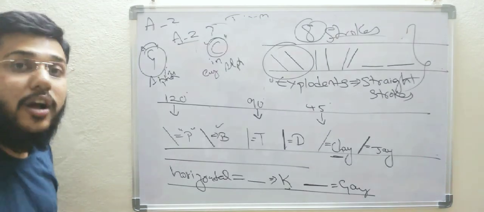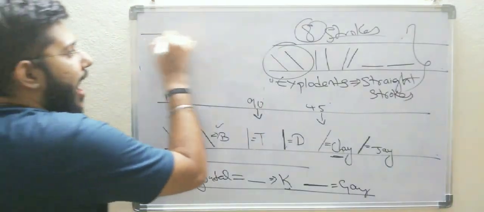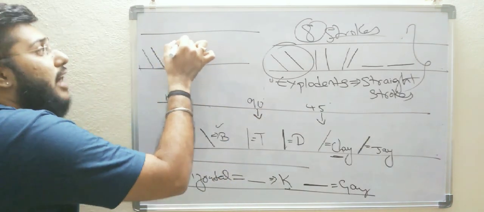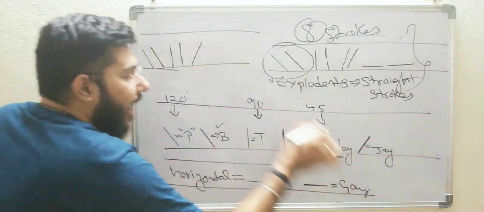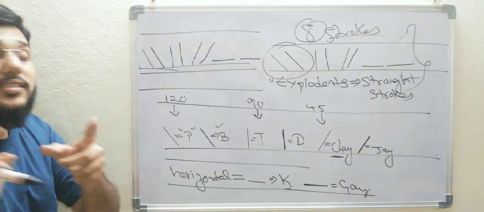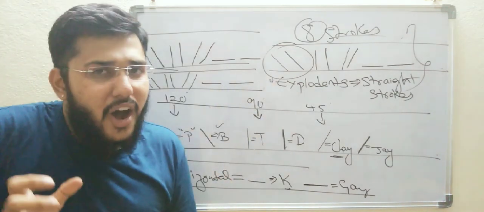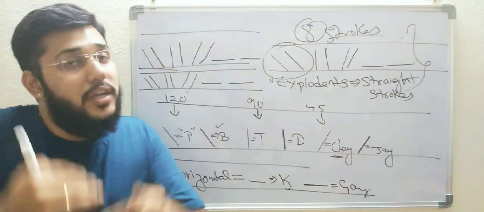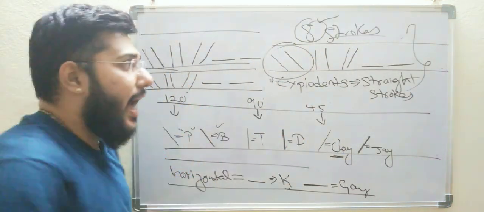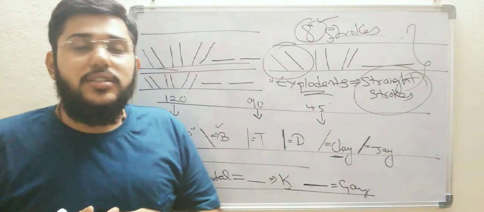Let us make a quick revision of what we have learned. The first 8 strokes we have learned are: 120 degrees, light P, dark B; 90 degrees, light T, dark D; 45 degrees, light Che, dark J; horizontal, light K, dark G. So we practice P, B, T, D, Che, J, K, G like this. We should keep on practicing because it's not so easy to remember the strokes. If you keep on practicing, you can remember all these strokes within a very short time. These are the first 8 strokes, which are also called explodents or straight strokes. This is where we'll end the class, and the next 8 strokes we'll discuss in the next class.